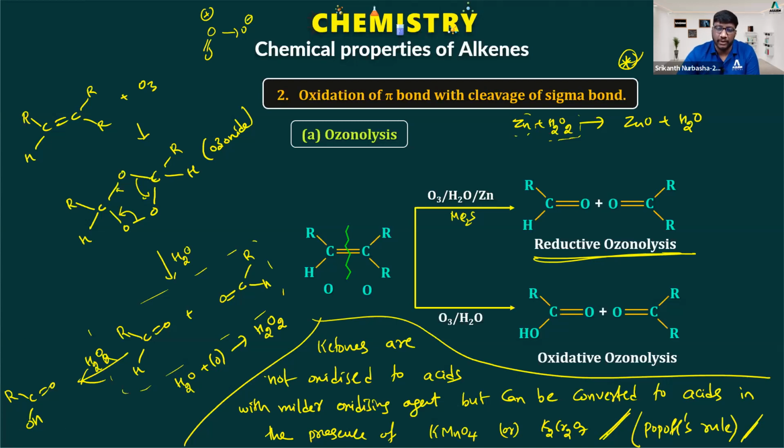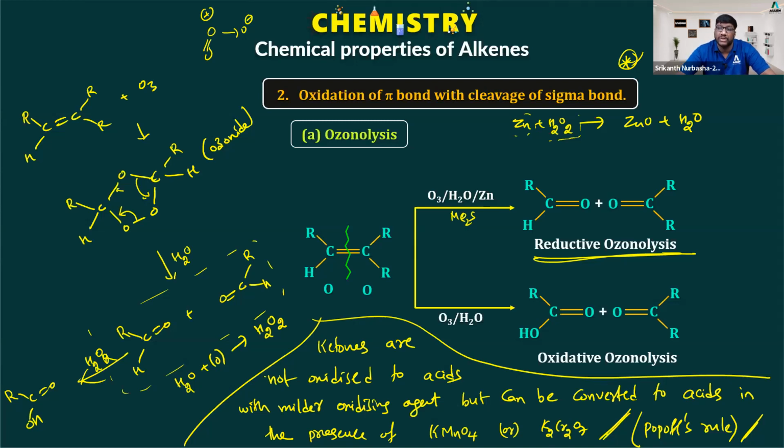Oxidation of aldehydes, can we do it? What are the milder oxidizing agents where aldehydes can be oxidized? What are the milder oxidizing agents where you can oxidize alcohols to carbonyls? PCC, PDC, CrO3 in the absence of water. And what are the milder oxidizing agents where you can convert carbonyls to acids? Tollens reagent, Benedict reagent, Fehling solution. Very good.